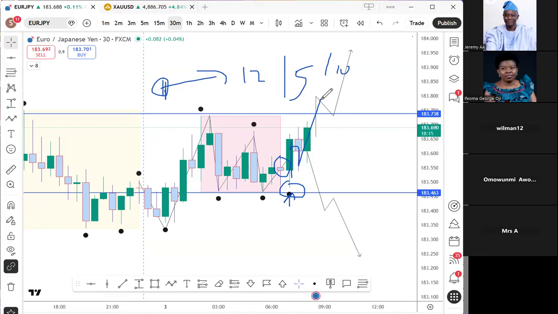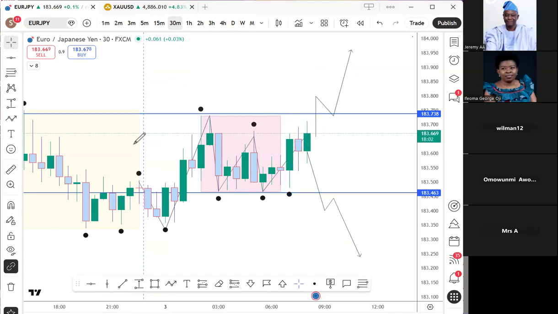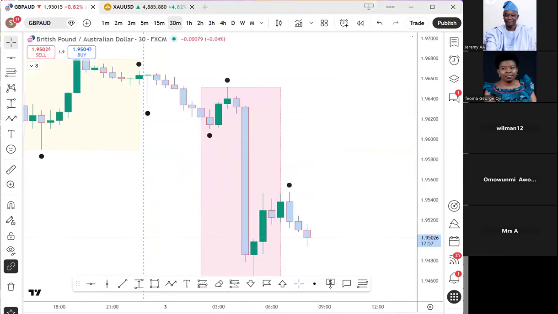Okay. So you're looking for a pullback to then go up, right? So it depends on what you are seeing, right? What are you seeing? Okay, so let's go to the next price action.